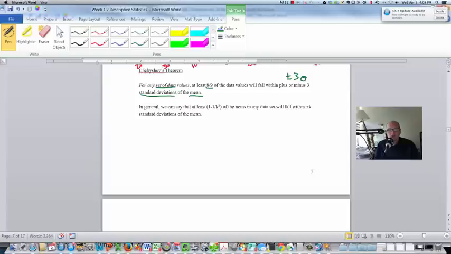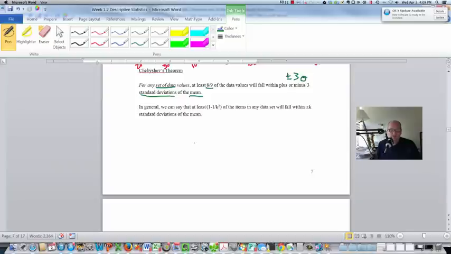In fact, the more generalized is that we can say we'll have at least 1 minus 1 over k squared of the items in any data set will fall within plus or minus k standard deviations of the mean. So k in this sense is just sort of a placeholder, doesn't mean anything. But k would be how far away from the mean in terms of standard deviations do you want to go out. So this doesn't work for 1, but let's do 2.